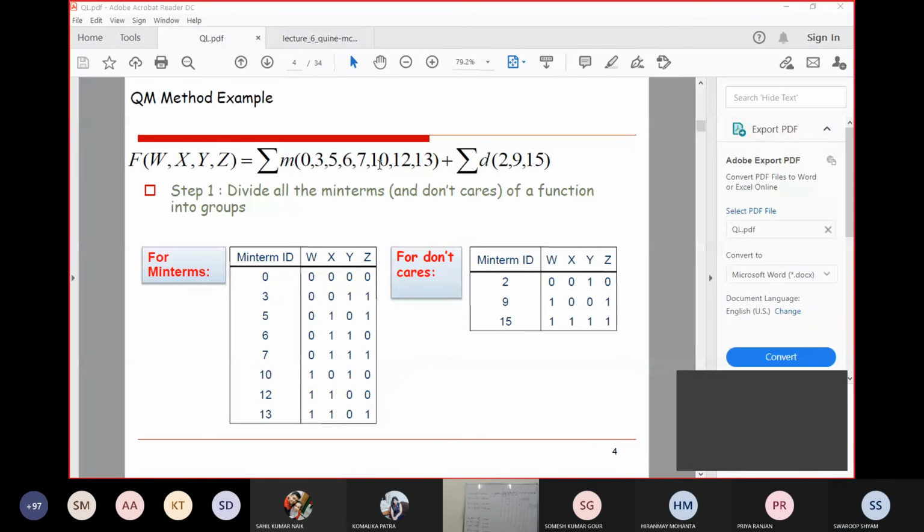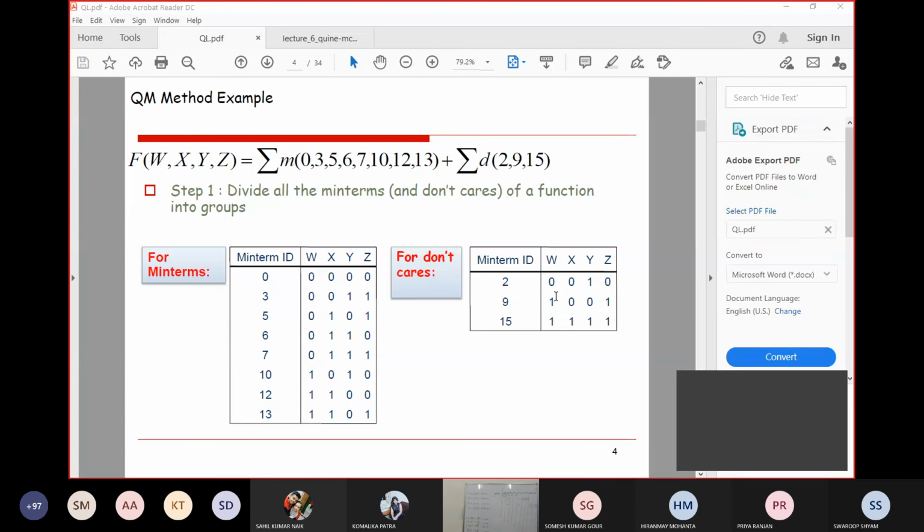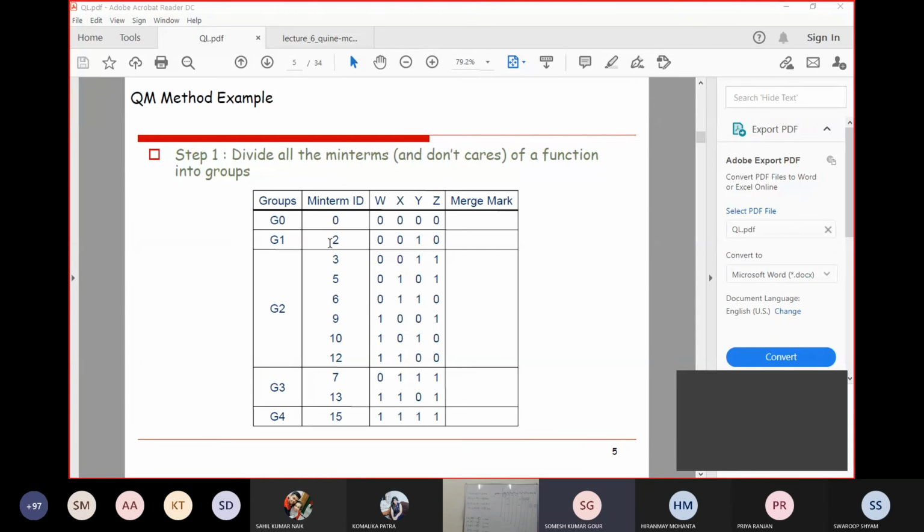So 3, 5, 6, 7, this one. Afterwards, the next step is to group them. Yesterday I gave the notation 0, 1, 2, 3, and these people are giving G0, G1, G2. It's the same notation. Now, if you see here, don't cares are also a part of the group. They have not separated them. Don't take it differently. Grouping is fine.